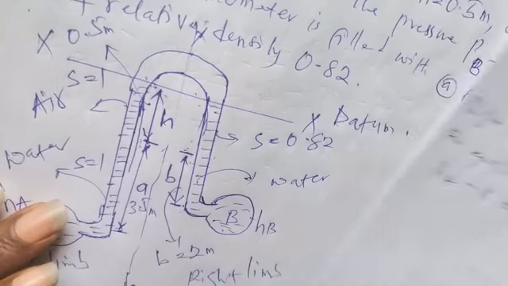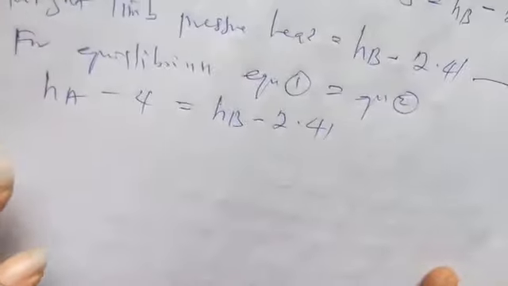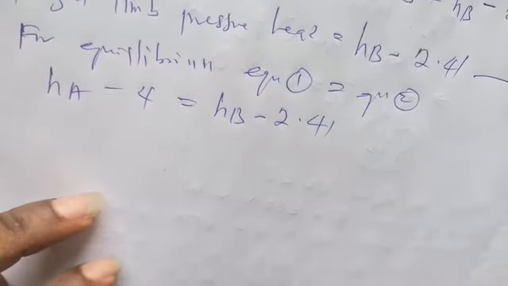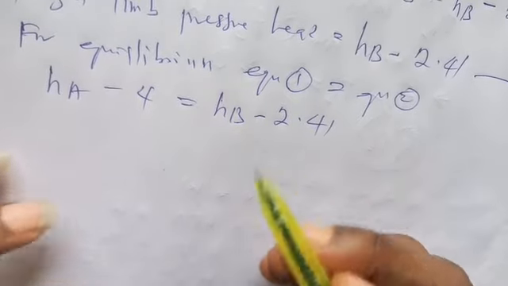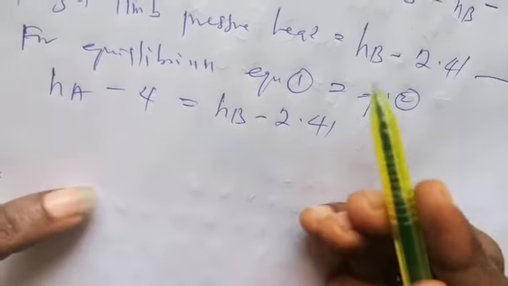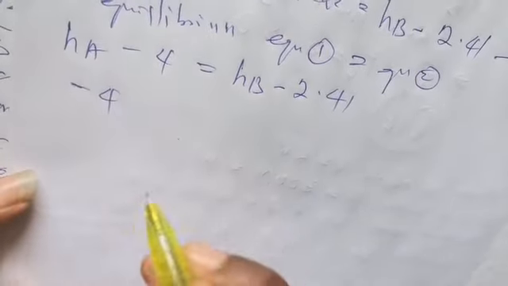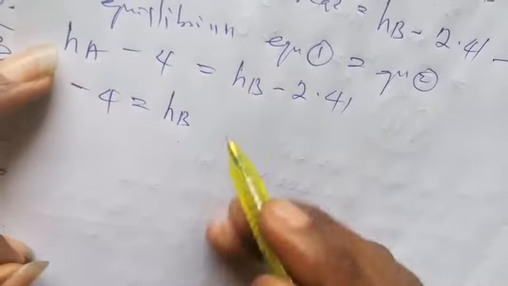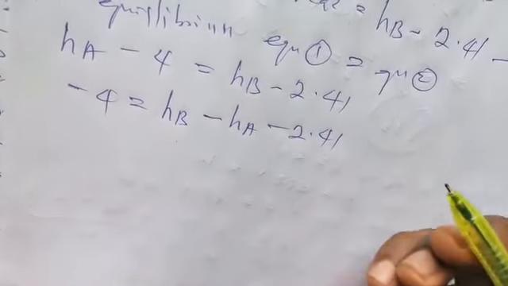Now remember the question says find PB minus PA, so we must first find their pressure heads. So it has to be HB minus HA and not HA minus HB. Since I have HB here, all I need to do is send HA over to this side of the equation. If I'm moving HA, I'm left with minus 4 here, and that is equal to HB. HA comes here and becomes negative, so it becomes minus HA. I have here minus 2.41.